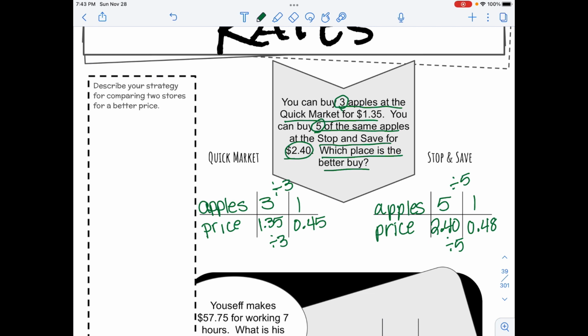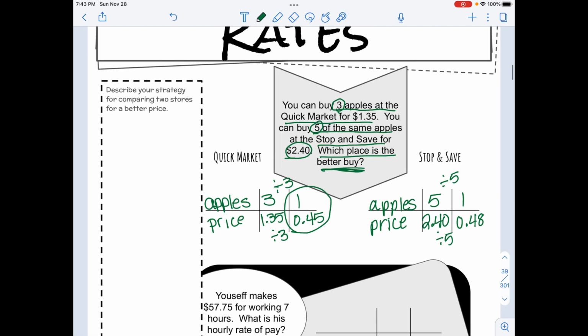So at Stop and Save for 1 apple, it's 48 cents. And at Quick Mart for 1 apple, it's 45 cents. So which place is the better buy? Well, I would rather buy at the Quick Mart because I'm going to save 3 cents for 1 apple.